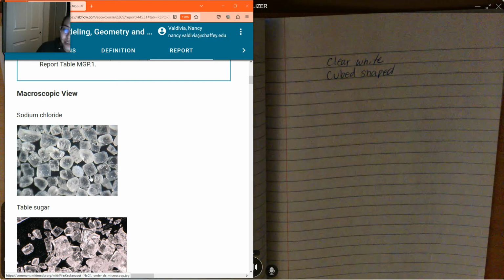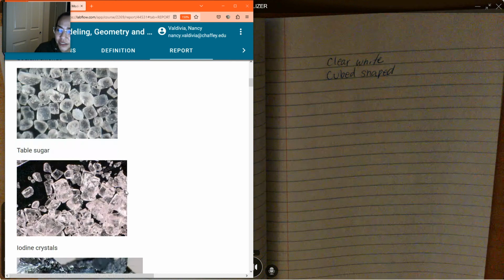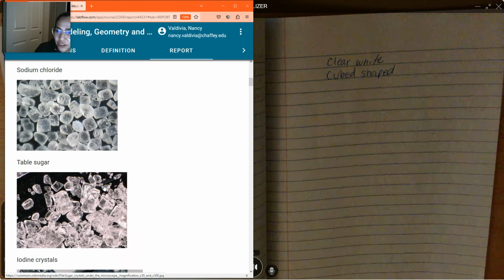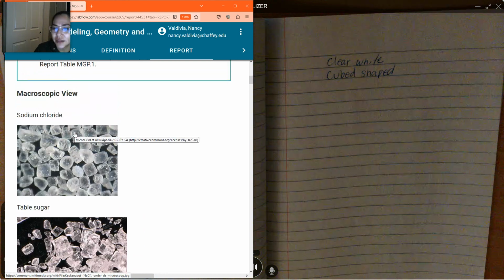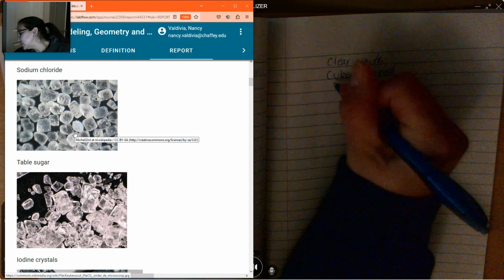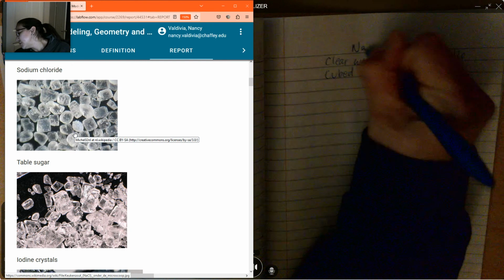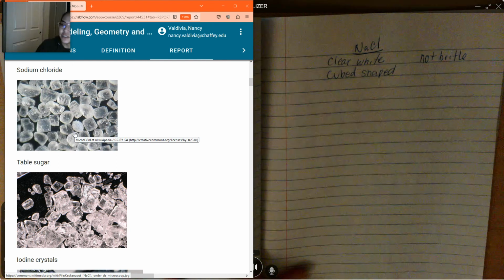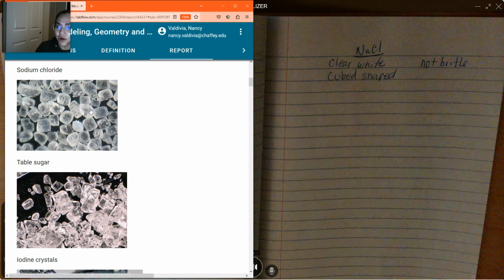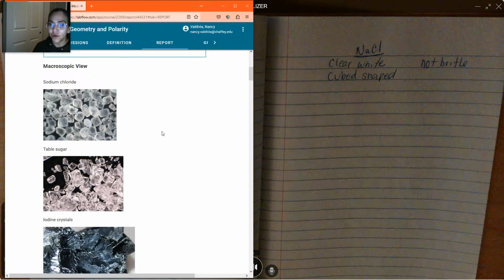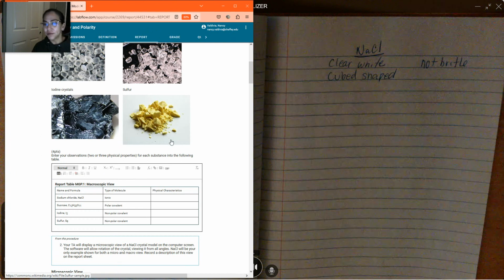And the other thing I noticed is that they're all cubes, right? They're not perfect cubes, but they're still cubes. And I don't notice any tiny little breakage. I see little breakages everywhere on this one, but I don't see that on this one. So that tells me that it's not as brittle, so not brittle. Okay, and this is for sodium chloride. These are my 3 observations for sodium chloride. You're going to write yours as well for the rest of them, and put it here under your physical characteristics, okay?